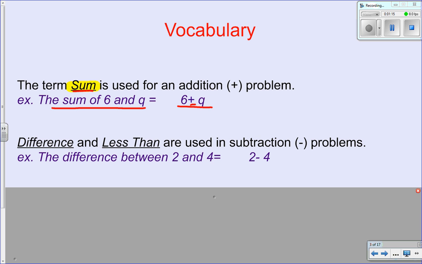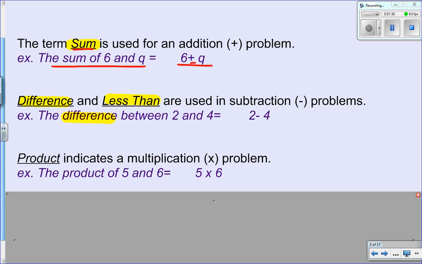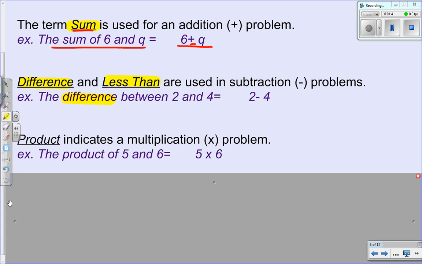The next two terms that you need to know are difference and less than. For example, the difference between 2 and 4 is 2 minus 4. Anytime you see difference or less than, it should automatically go off in your head that you are doing subtraction. The term product indicates that we are doing a multiplication problem. So the product of 5 and 6 means 5 times 6, and then you would solve from there.